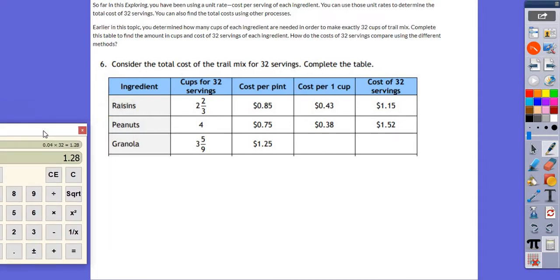So, granola. They already, thank goodness, calculated how much I need to buy of the granola. They told me the price per pint. And how many cups are in a pint? 2 cups. I need to find the price of 1 cup. So how do I find the price of 1 cup? I divide 1.25 divided by 2. Someone tell me what that is.